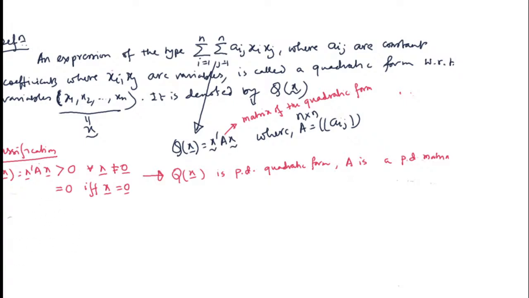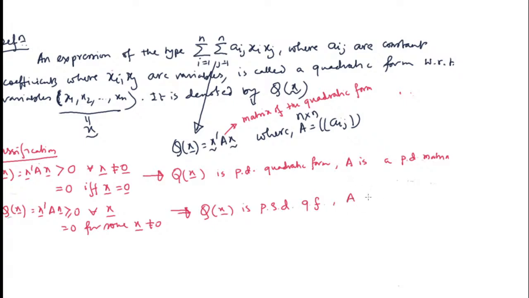And if Q(x curl), x curl prime A x curl, is greater than or equal to 0 for all x curl and equal to 0 for some x curl not equal to 0, this implies Q(x curl) is a positive semi-definite quadratic form and the corresponding matrix A is a positive semi-definite matrix.